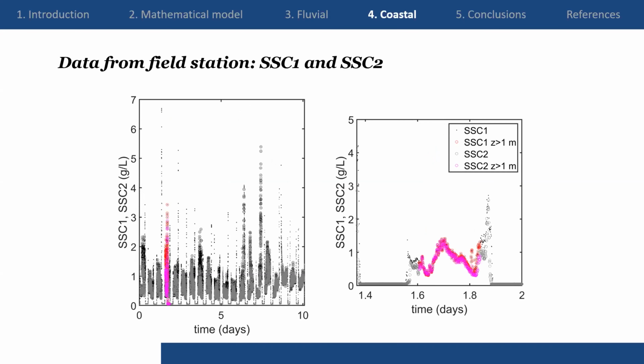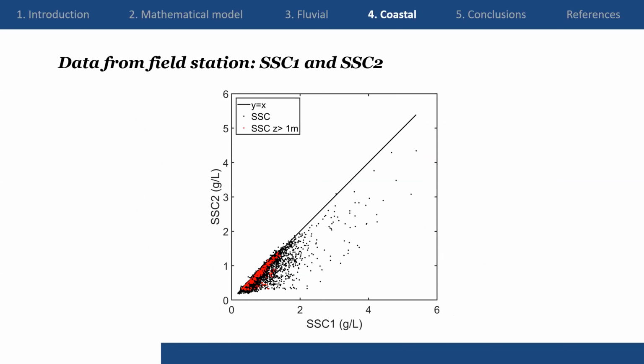These are the measurements made with the OBS, from direct measurements of suspended sediment concentration. We can see that they are very similar, which is quite nice, because when we compare one with the other, considering the water level above 1 meter, we see that they fall pretty much on the y=x slope, the bisector of the plot. And this means that we can assume that the concentration is fairly homogeneous.